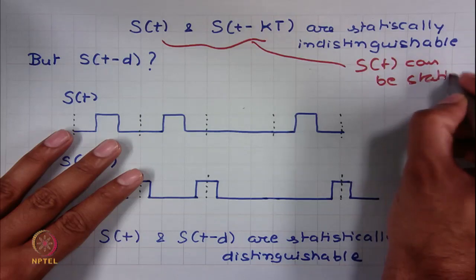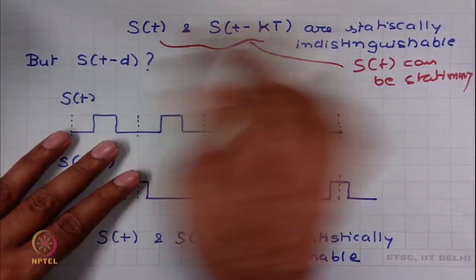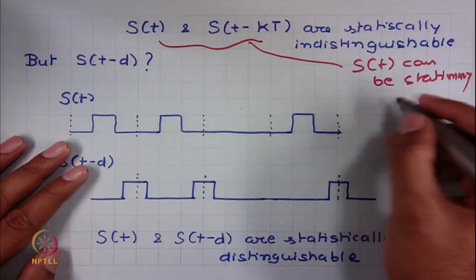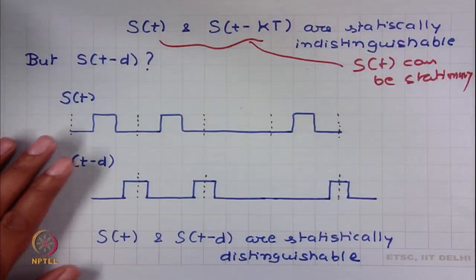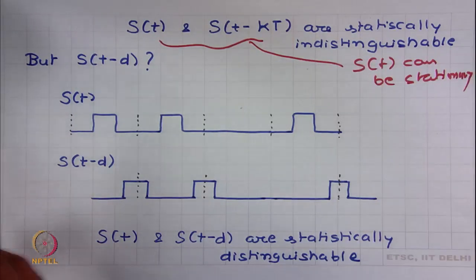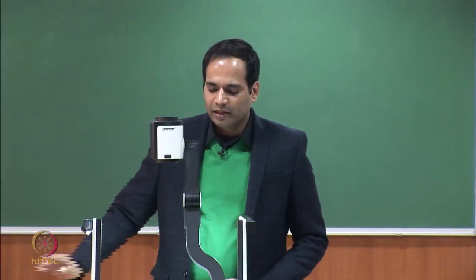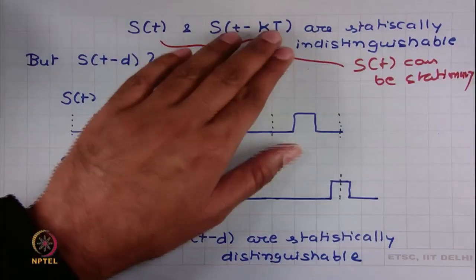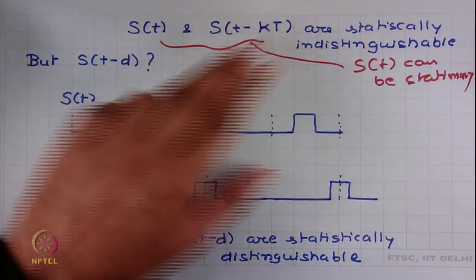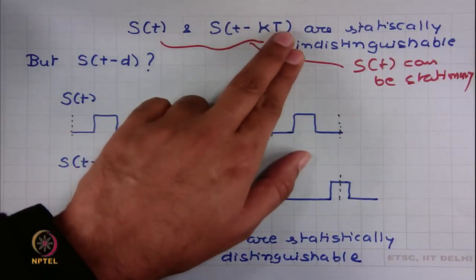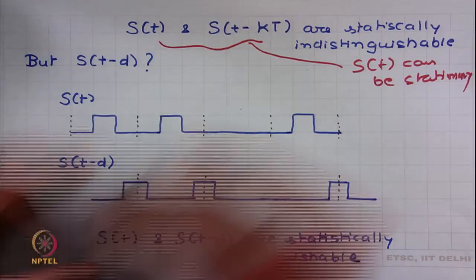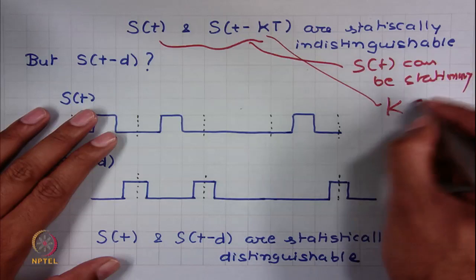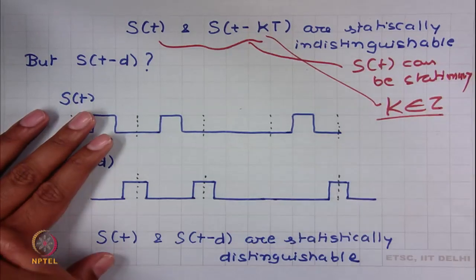We have not yet confirmed this, because the definition of a stationary process is that you take a process and delay it by some time. If the statistical properties do not change for all values of time, then we say that the process is stationary. Here we have said that the statistical properties do not change if I delay t with kT, where k is some integer. K belongs to the set of integers.